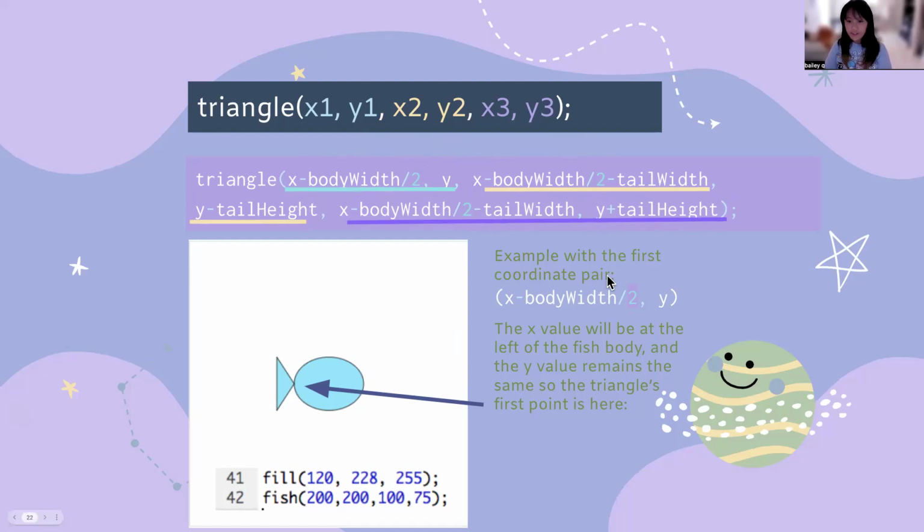So let's give an example with the first coordinate pair: x minus body width divided by 2, comma, y. The x value will be at the left of the fish body. So this means we are taking half of the fish body, right? Because the x value of the fish, if you recall, we take that coordinate from the center of the fish. An ellipse determines the very center point. So let's say if I had 200, 200, the center of my ellipse is going to be in the center of the screen, not the top right corner, bottom right corner, etc. So I'm going to mark the center here again, and we take half of the body, and that's where we do the x value of our first point.